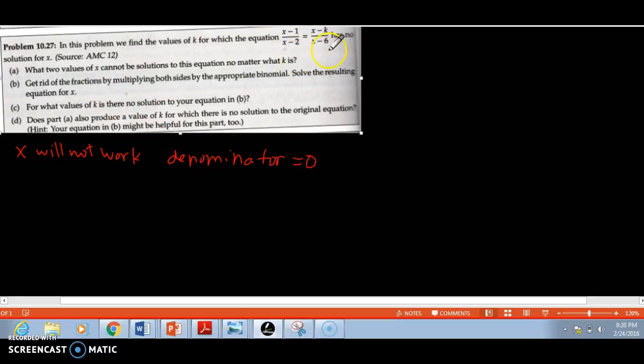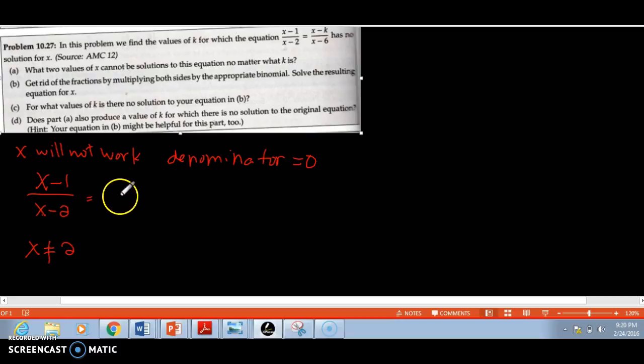Right, so you have two fractions in here. This first fraction, you have x minus 1 over x minus 2. Your denominator is x minus 2. So what value of x will make the whole denominator equal to 0? It is equal to 0 when x is equal to 2. So when you have 2 in here, 2 minus 2 equals 0. That will not work, so therefore you cannot have x equals 2.